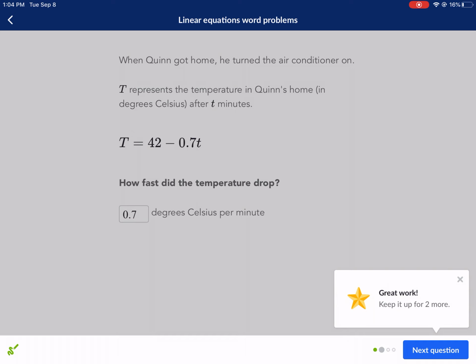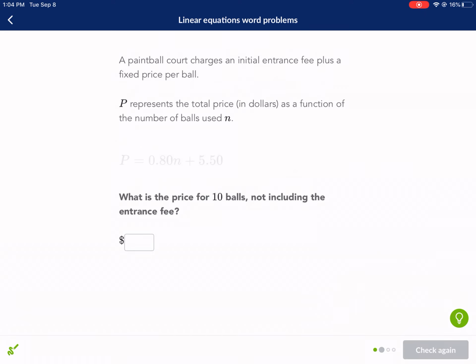All right, well, I almost abandoned ship here. I was like, oh man, I can't believe it's going so poorly already. So in this case, they say how much does it drop per minute. As a math teacher, I would have just said, okay, it goes down 0.7. It's a negative 0.7 change. You get the point. Okay.